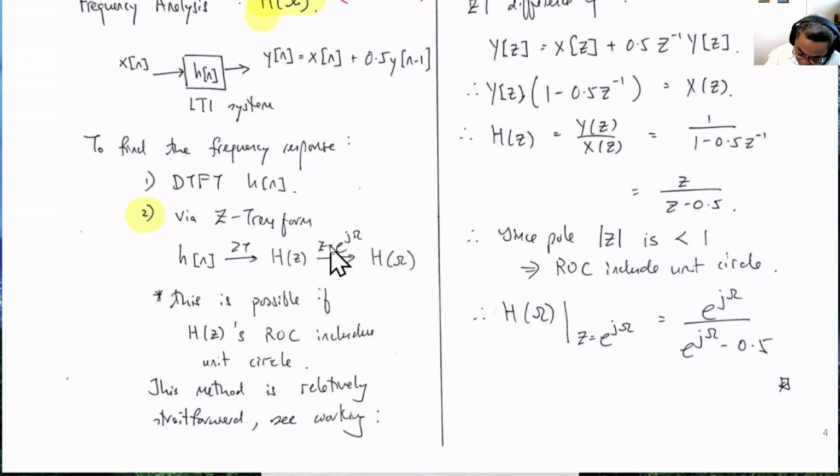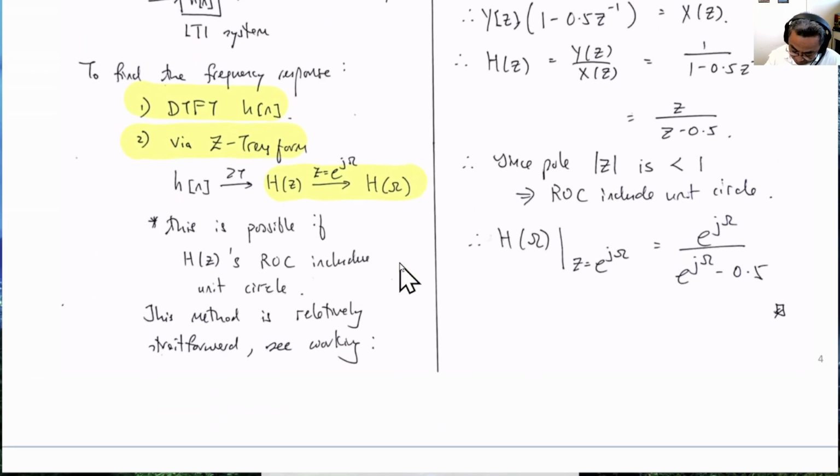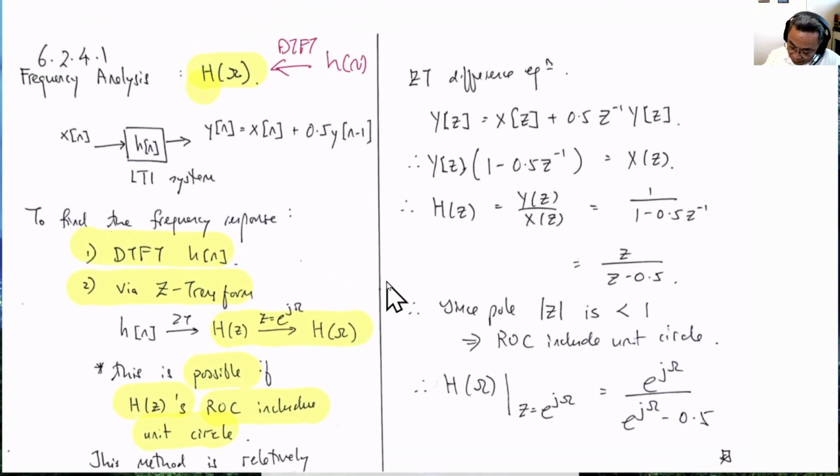So I'm going to do method 2. I've told you that method 1 is simply the DTFT of h of n. Method 2 is via the Z transform. So what do we do? It is this step. We get H of z and we simply substitute z equals e to the j omega. Okay, so how is this possible? This is possible only when the region of convergence of your H of z includes the unit circle. When that happens, it means that the Fourier transform exists. Let's see the working now.